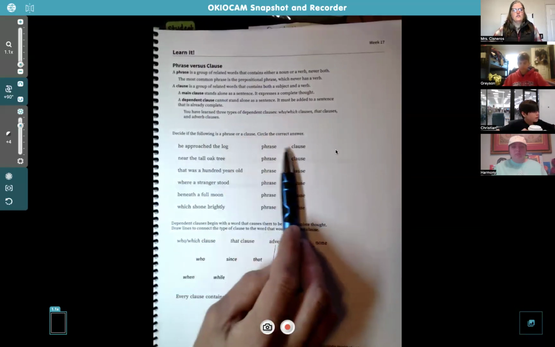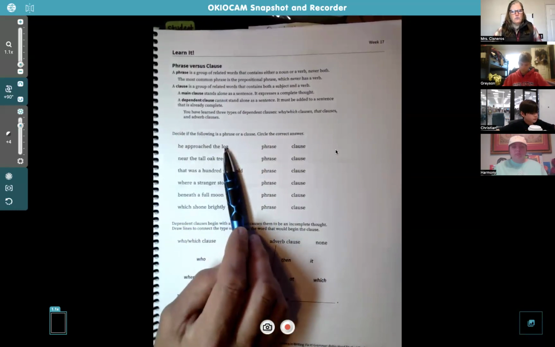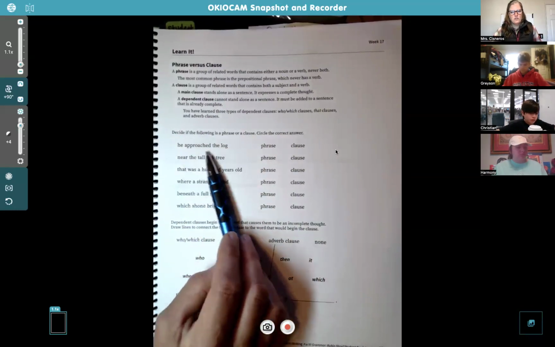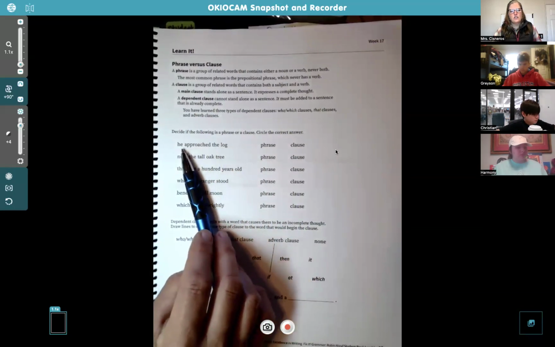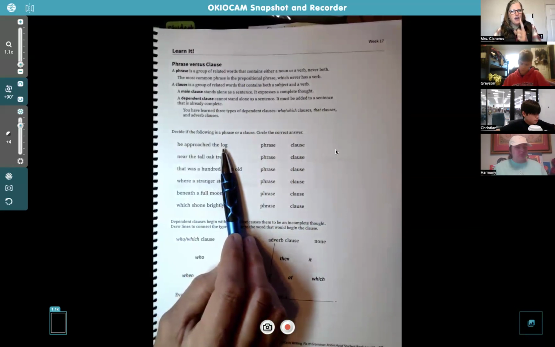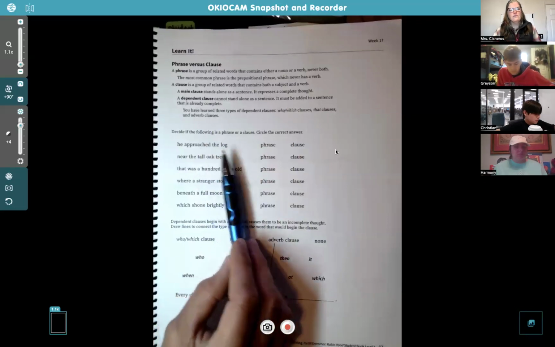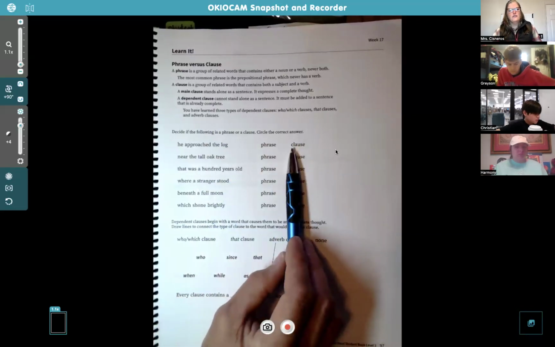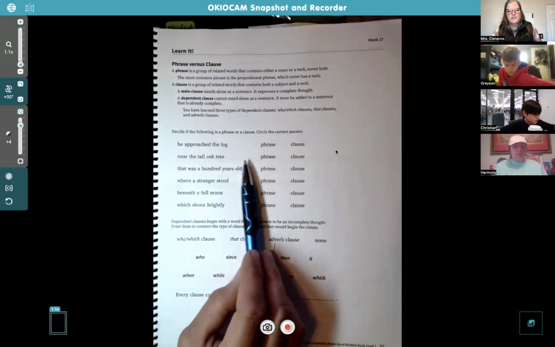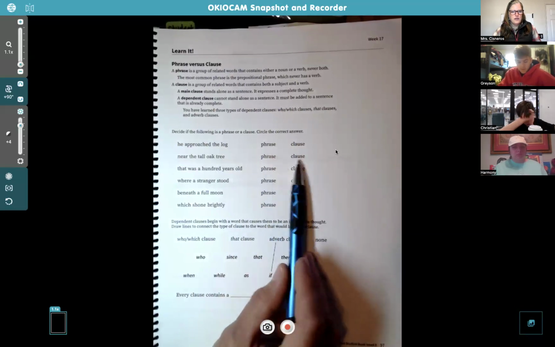So we're going to do a little practice here in the middle of the page. These are groups of words. They are not complete sentences. They're just parts of a sentence. I'm going to have you guys take turns reading these words, and then you're going to tell me, does it have a verb? That's the test. If you see a verb there, it's going to be a clause. If you do not see a verb, it's going to be a phrase. These are phrases or clauses. You're going to decide which one.